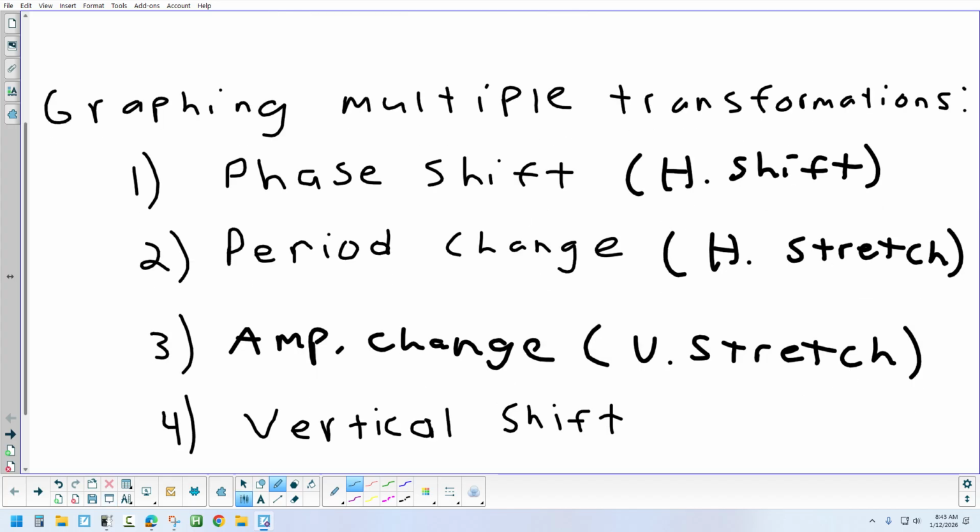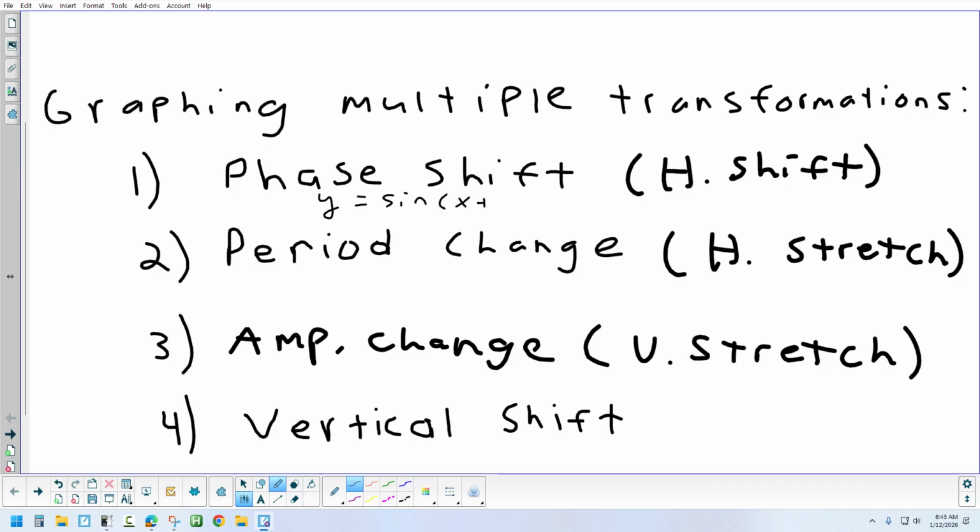If we don't follow that order, then it will come out with a different answer. So let's start with the phase shift, the horizontal shift. What type of arithmetic is involved anytime that you do a shift? Addition or subtraction. And is the addition or subtraction inside the argument, or on the outside? It would be inside. Any kind of horizontal shift is adding or subtracting inside.